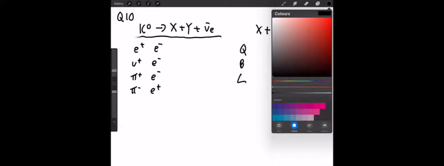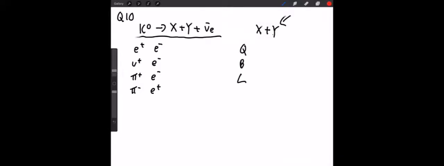Let's look at the charge first. That charge is going to be 0, and that charge is going to be 0. So the overall charge of these things would have to be 0 to conserve charge. Baryon number, again, there are no baryons here that I can see, so baryon number must be 0. I guess X and Y could be a proton and an antiproton or something, but that's not given in any options, so we can ignore that.